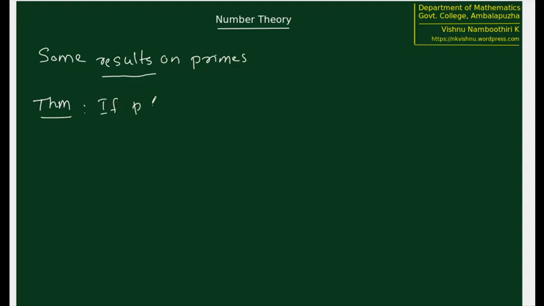If P is a prime, and P divides AB, then P divides A or P divides B. This is the first result that we want to verify. That means if P divides a product where P is a prime, then P divides one of them. Note that this statement is not true if P is not a prime.